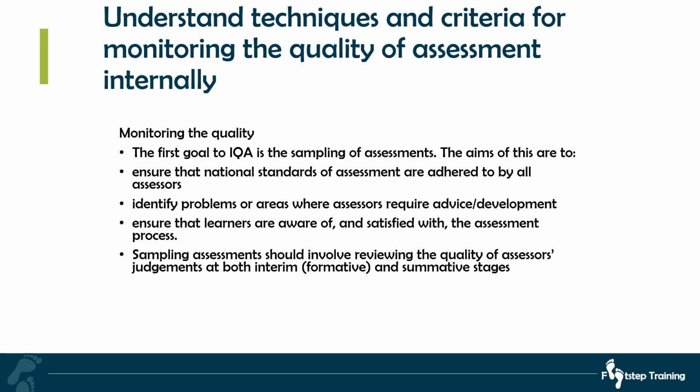Monitoring quality. The first goal of internal quality assurance is the sampling of assessment. The aims of this are to ensure that national standards of assessment are adhered to by all assessors, to identify problems or areas where assessors require advice and development, to ensure that learners are aware of and satisfied with the assessment process, and sampling assessments should involve reviewing the quality of assessors' judgments at both formative and summative stages.